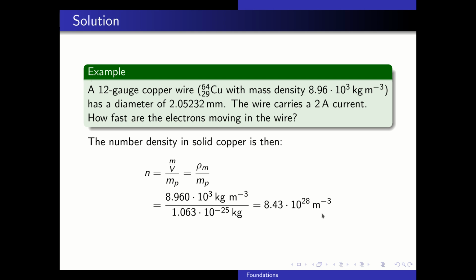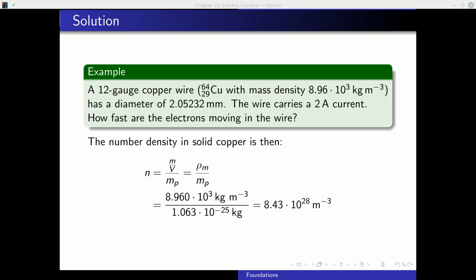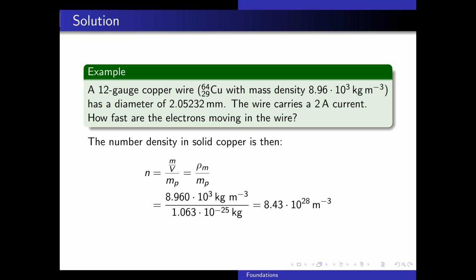Now, the reason this is important is because each copper atom is going to donate 1 electron to conduction. So if we want to know how many electrons there are to conduct electricity, we needed to know how many copper atoms there are. So the answer is there are about 8.43 times 10 to the 28th electrons per cubic meter.